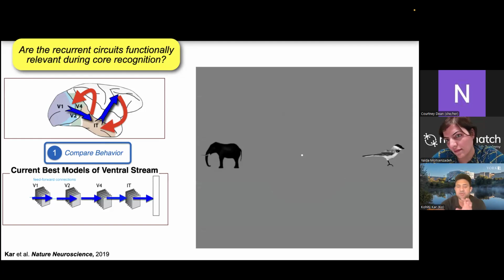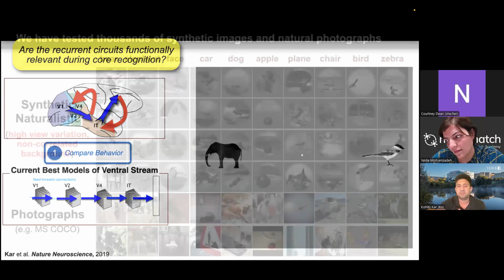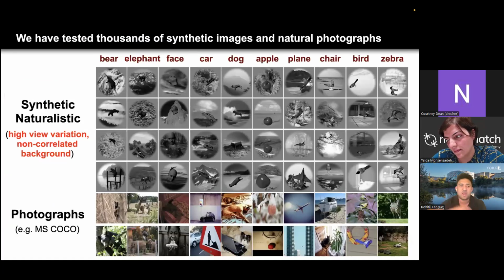And just with this very simple behavioral paradigm, you can come up with many, many types of trials if you use different objects, different images. So we use thousands of images. We use synthetic images where we have full control of where we are placing the objects. And we also use natural photographs from image sets like Microsoft COCO.